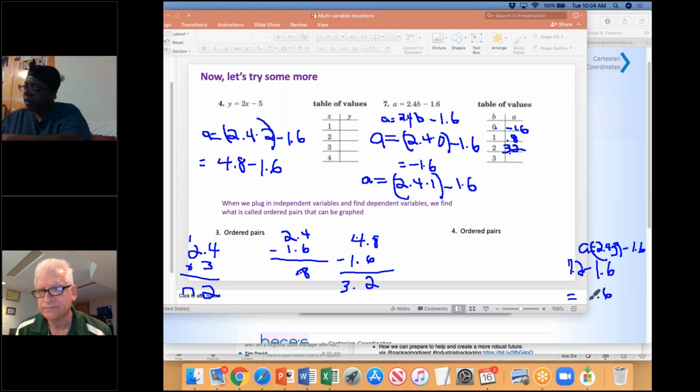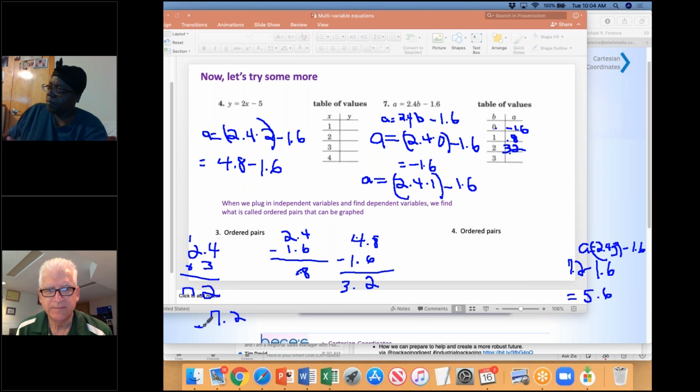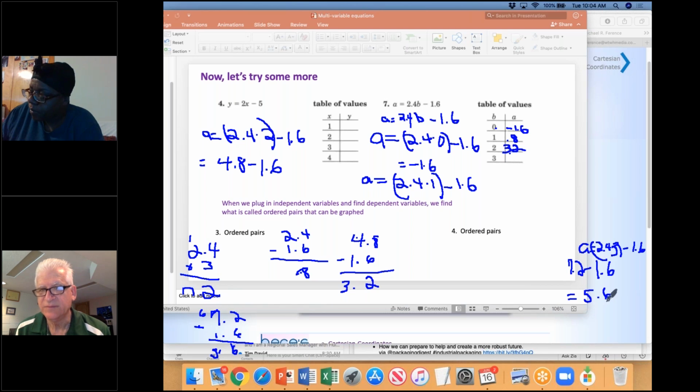7.2 minus 1.6. Nope, that's not right. It's always going to go behind the decimal, right? Yep. So let's do this. 7.2 minus 1.6. 6 from 12 is 6. You have to make that a 6. 6 minus 1 is 5. You borrowed the 1 there. The answer is 5.6.